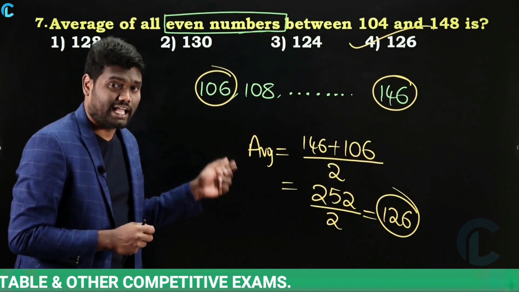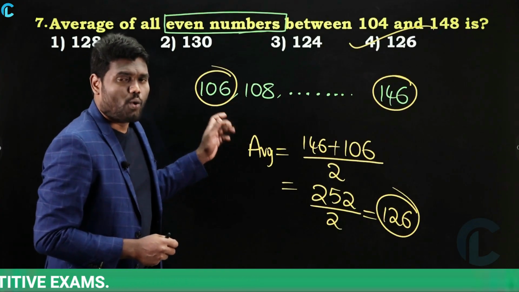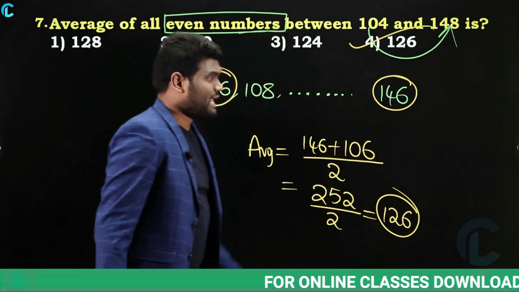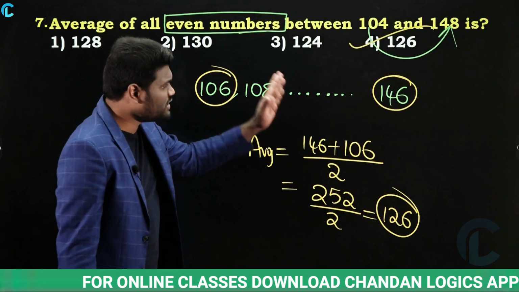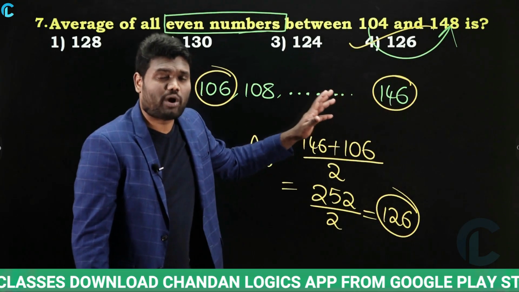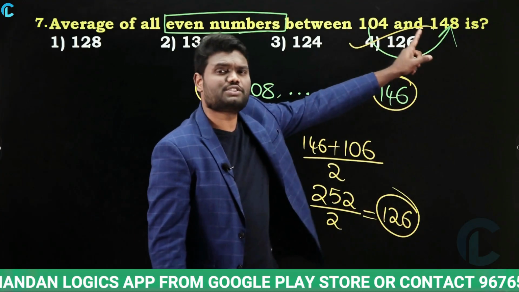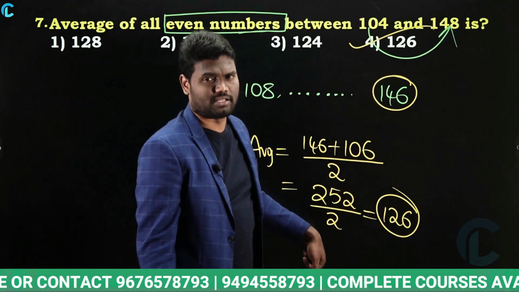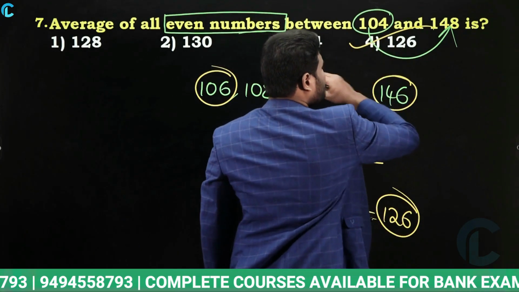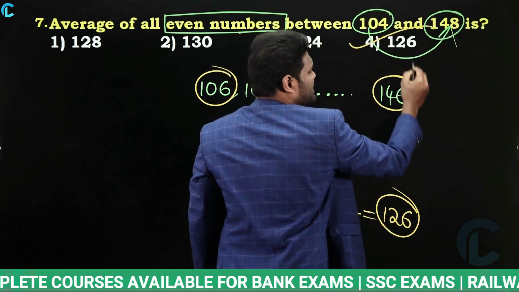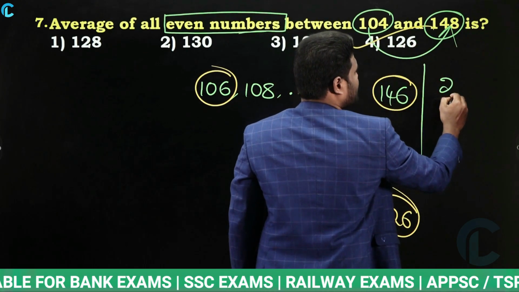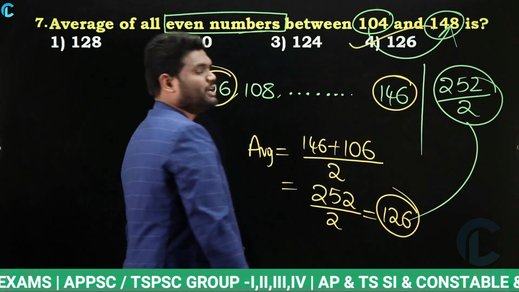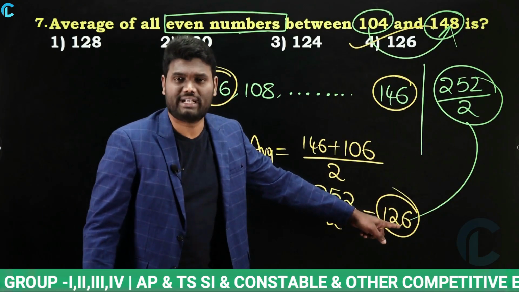And if you have observed in this question, instead of writing out the numbers between 104 and 148, what you can do is directly calculate the average using the given numbers. If you calculate the average for the given numbers, again you will get the same answer. You can write 104 plus 148, which is nothing but 252. Now 252 divided by 2 again gives the same answer, which is 126.